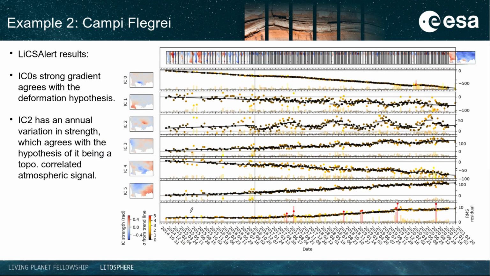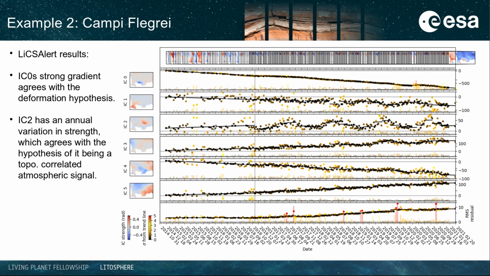When we apply the LiCSAlert algorithm to the full time series of data from 2014 through to 2021, we can see we don't flag the volcano, we don't have any false positives, we're not flagging anything. But what's really interesting, I suppose, to see is that when we look at IC2, we see a clear sinusoid through how strongly it's used. And remember that IC2 is the one we suggest as a topographically correlated atmospheric phase signal. And the seasonal nature of this, i.e. each of these cycles takes 1 year, suggests that we are capturing an atmospheric signal really clearly, and we are able to isolate it.